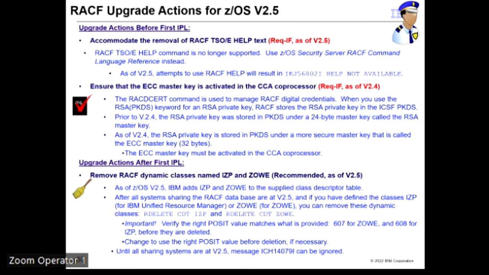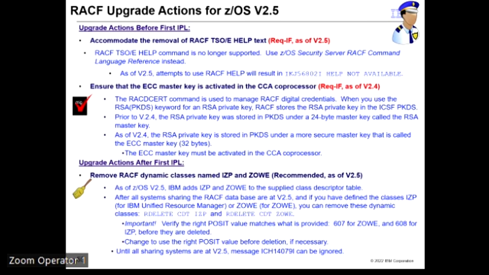We wanted to increase the security level associated with that. So in z/OS 2.4, it's still stored in the PKDS, but now it's more secure in that it's under the ECC master key, so it's using 32 bytes instead. However, that ECC master key has to be activated in the CCA coprocessor. So there's the rub. We went from a 24-byte master key, and now we're going to a 32-byte master key. Okay, that's all well and good, but now that 32-byte master key has to be activated in the CCA coprocessor.